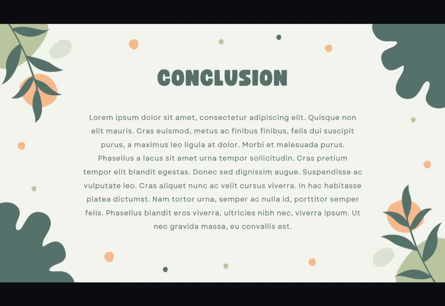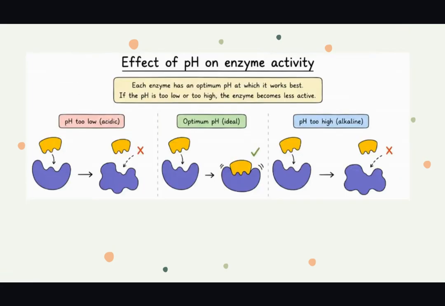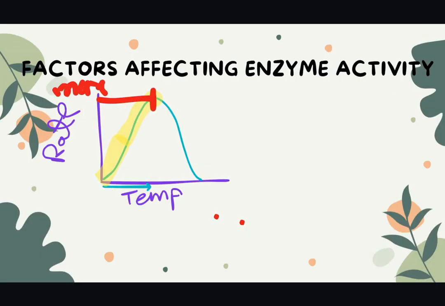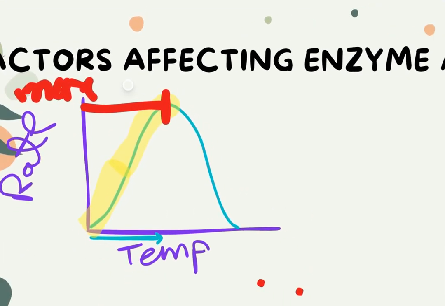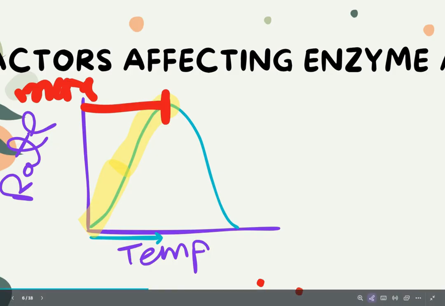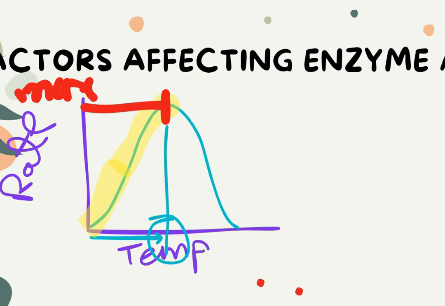Coming back: the temperature at which my rate is maximum, that temperature is called your optimum temperature. This temperature right here is going to be called our optimum temperature.